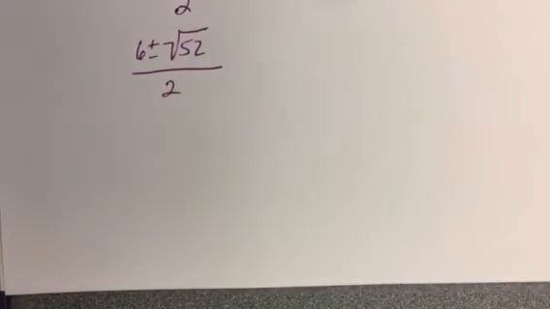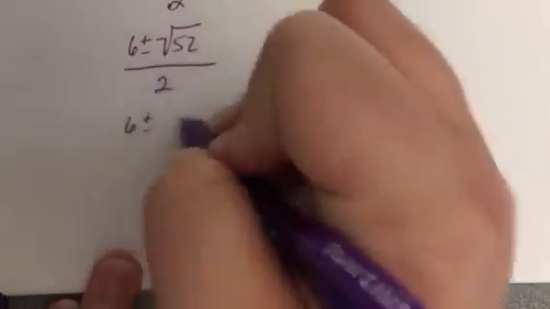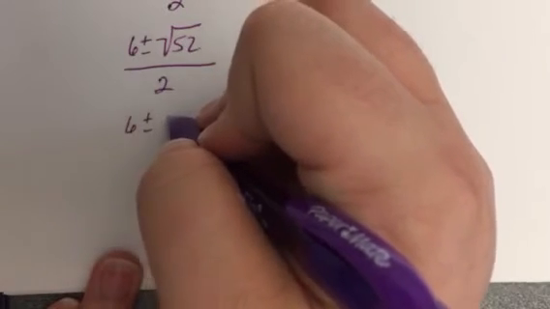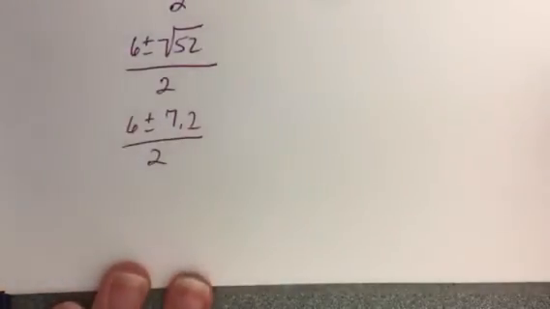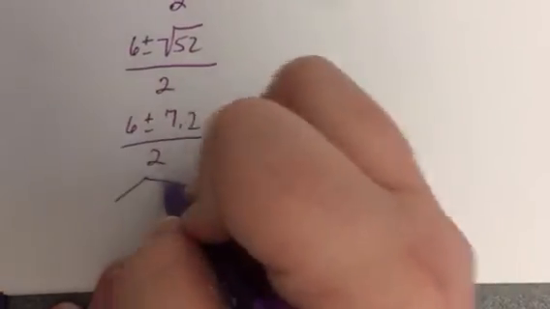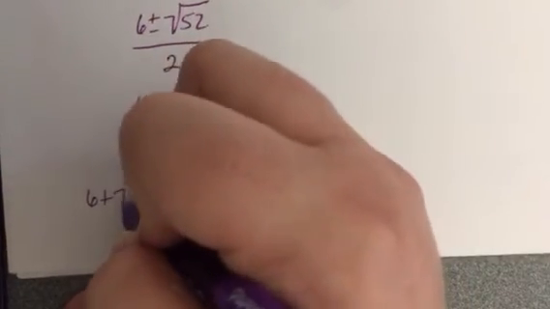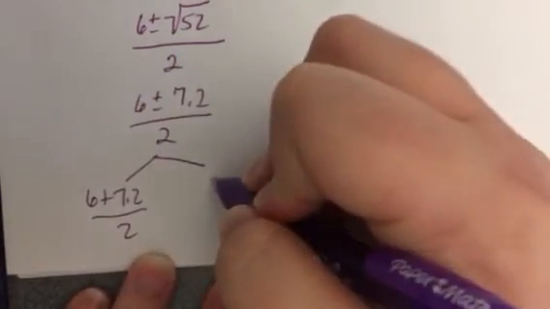It is going to be a decimal number, and I'm just going to round it to the tenths place. So 6 plus or minus the square root of 52, which is actually 7.2-ish, okay, all over 2. And remembering, we break this now into two problems, one where we add and one where we subtract.